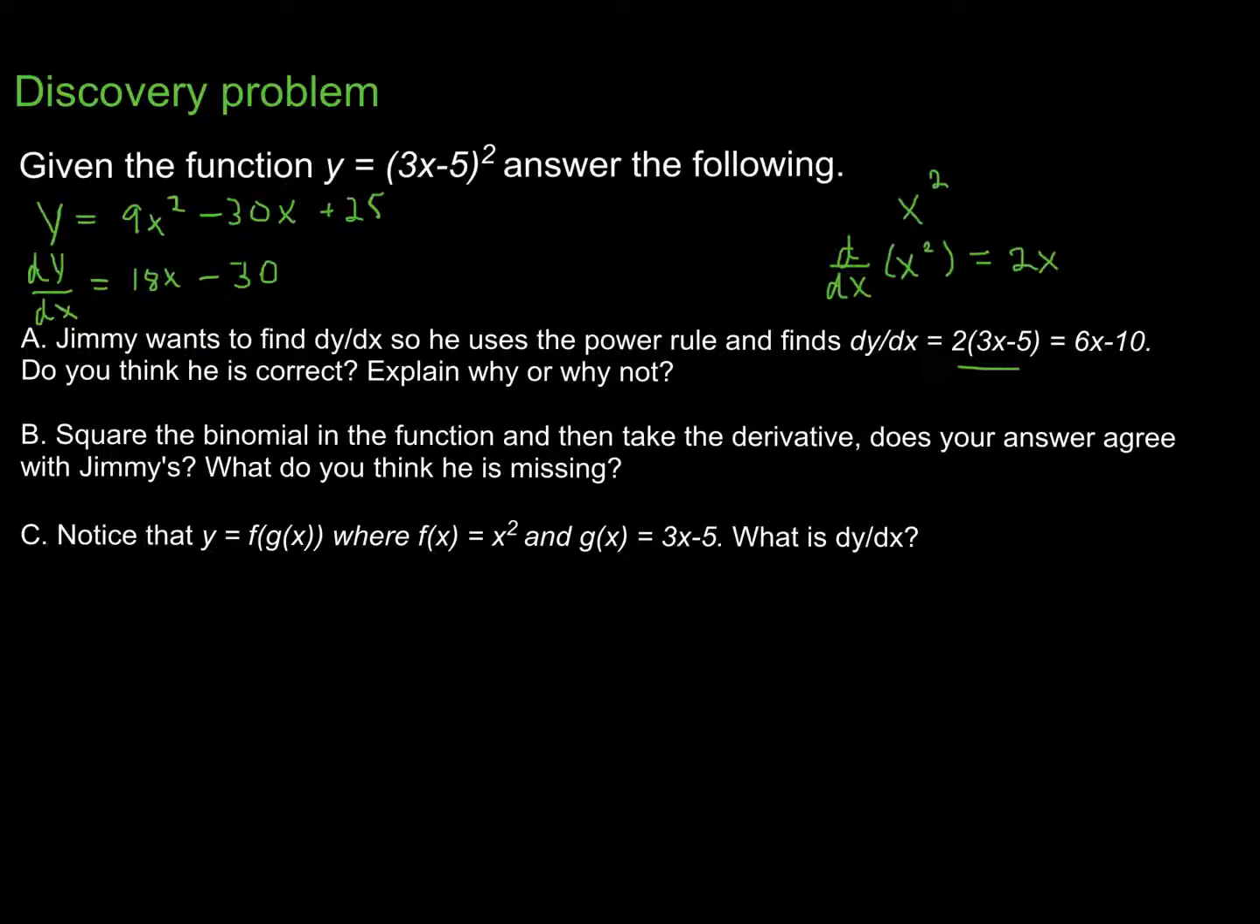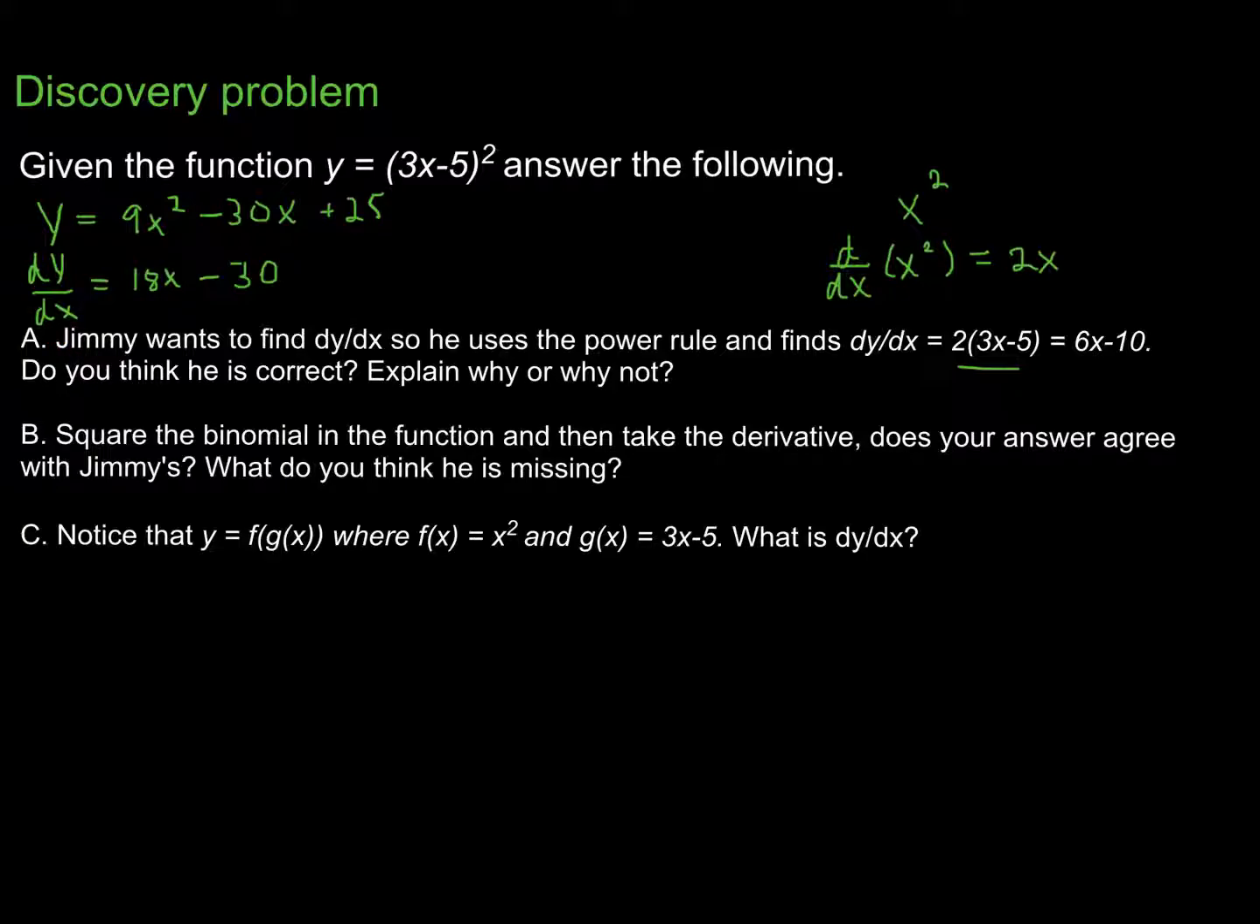Interesting, because we can be pretty confident that this is correct, because we know some hard and fast rules that we've proven which allow us to take the derivative of this function. And we got 18x minus 30, which is a little different than what Jimmy got. So what do you think is missing here? Well, we can just compare the two. What's missing? How would you manipulate what he did to get what we actually got and know to be true? Well, it should be pretty obvious that this here needs to be multiplied by 3 in order to get the true change in y with respect to x.